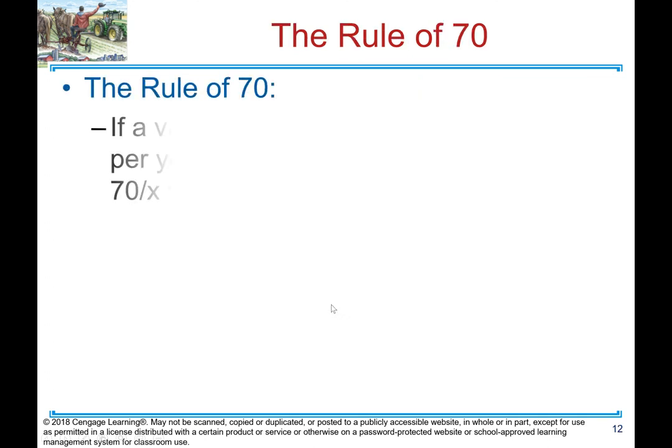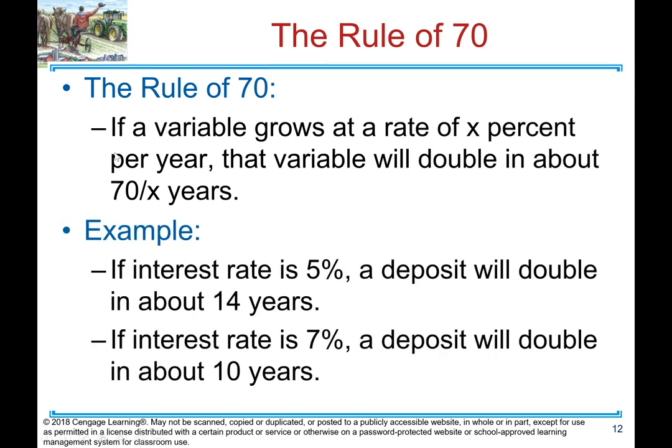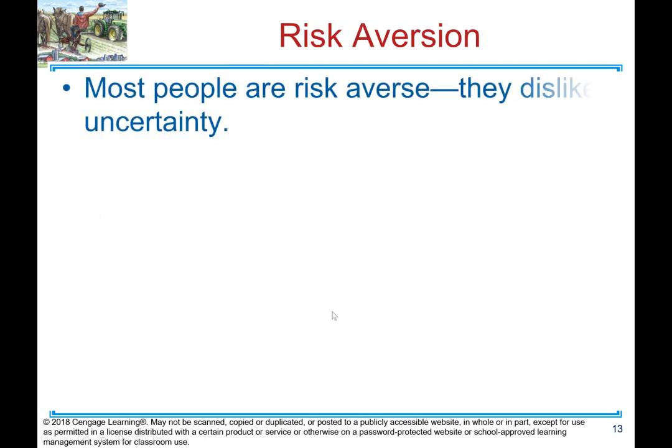The rule of 70. If a variable grows at a rate of X% per year, that variable will double in about 70 divided by X years. For example, if interest rate is 5%, a deposit will double in 14 years. That is 70 divided by 5. If interest rate is 7%, a deposit will double in 10 years. That is 70 divided by 7.